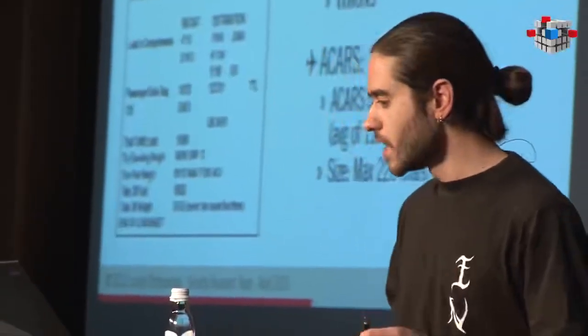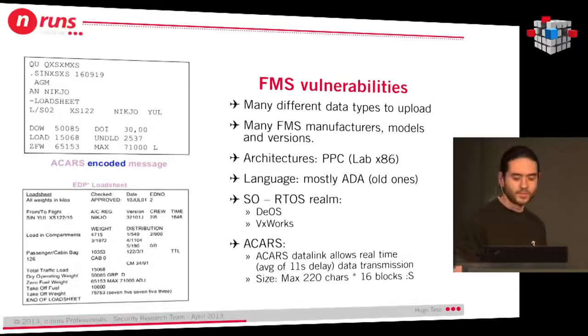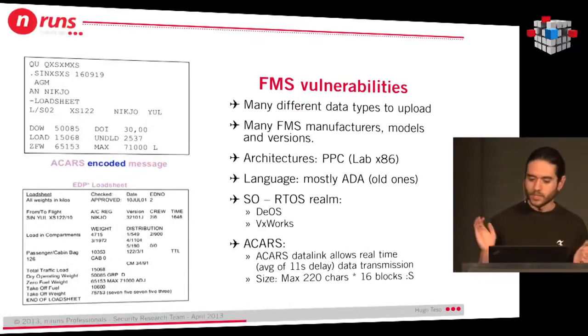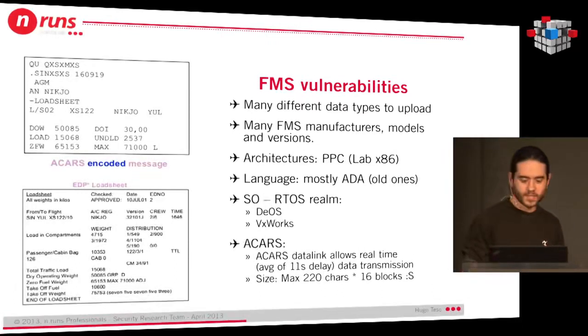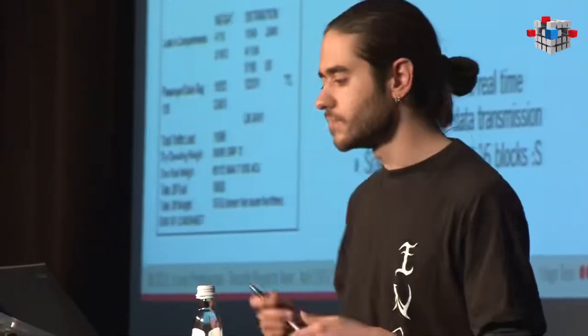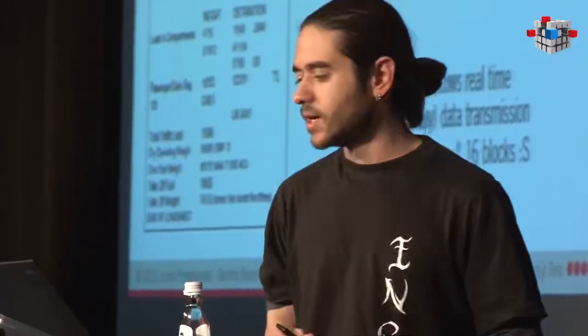Okay, so we have our lab set up. We can set up virtual airplanes using real code, real aircraft. We have real communications using software-defined radio, and we have our environment to try to find vulnerabilities in the airplanes. Everything is ready. Let's try to find the vulnerabilities, okay? So what we have to face in order to find vulnerabilities in the flight management system computer mainly is that we have many different vectors, approaches, which are the different data types that can be uploaded into the FMS via ACARS. There are many flight management system manufacturers. Each of them has models and different versions.